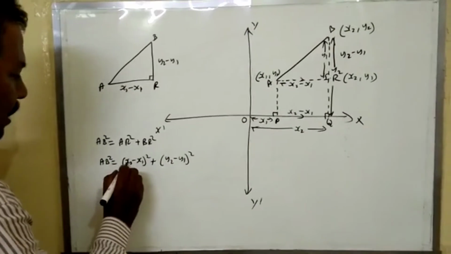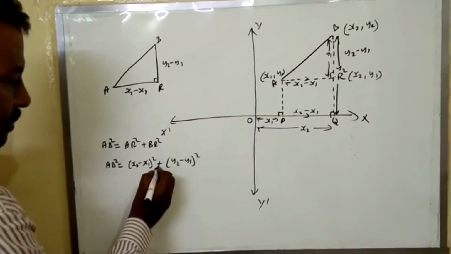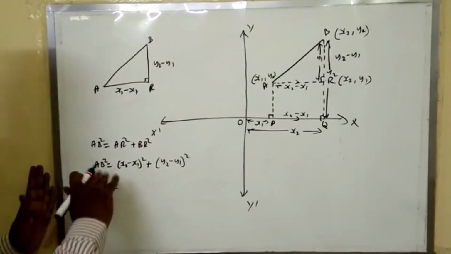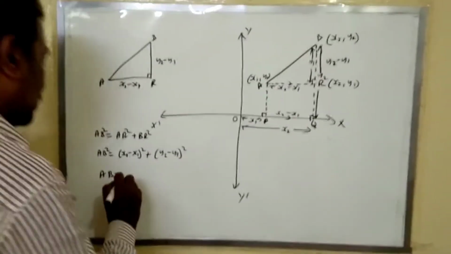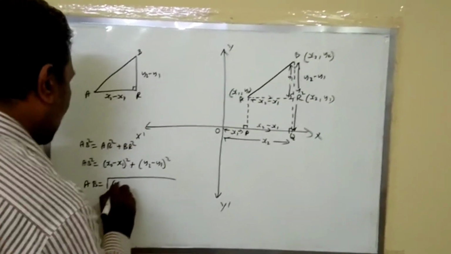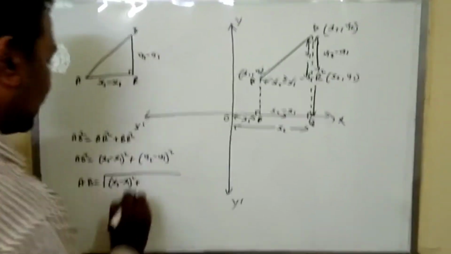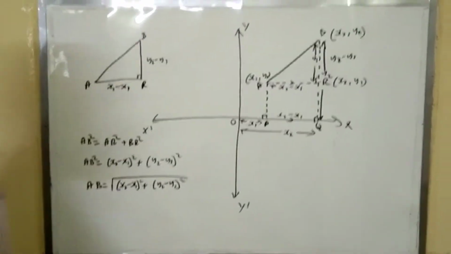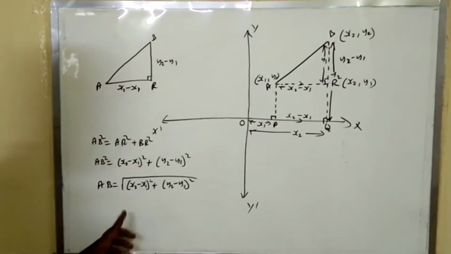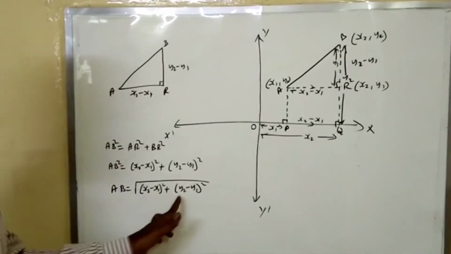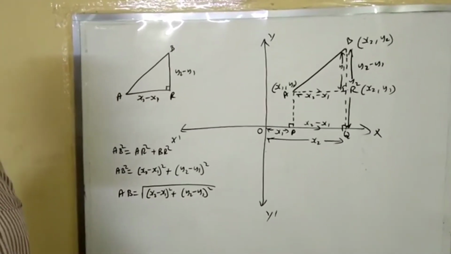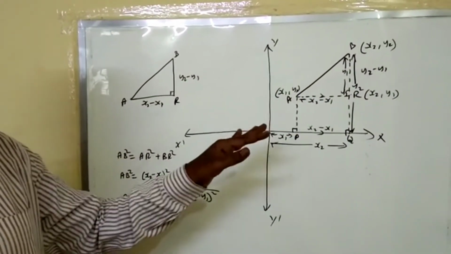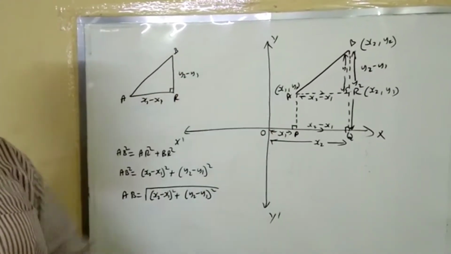So AB square is equal to x2 minus x1 whole square plus y2 minus y1 whole square. The square taken to the other side becomes a square root. So AB is equal to the square root of x2 minus x1 whole square plus y2 minus y1 whole square. Hence we found the distance between A and B. Like that you can find the distance between any two points on the Cartesian plane which is neither parallel to the x-axis nor parallel to the y-axis.